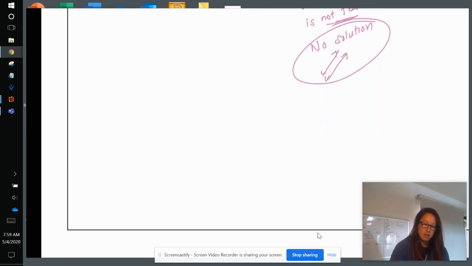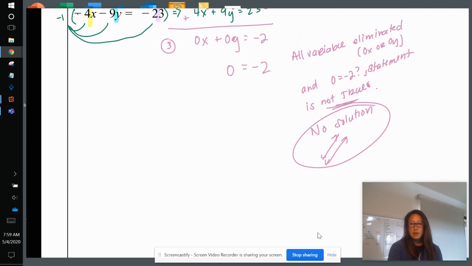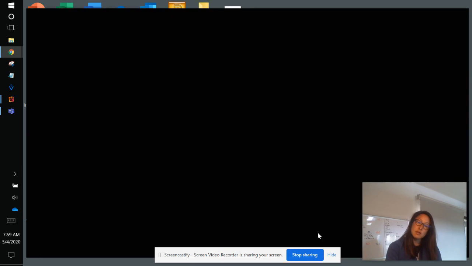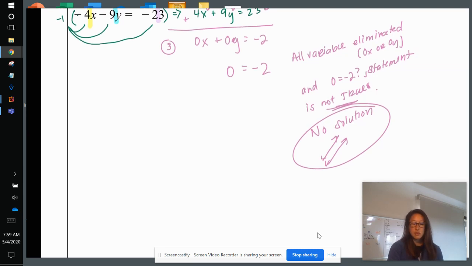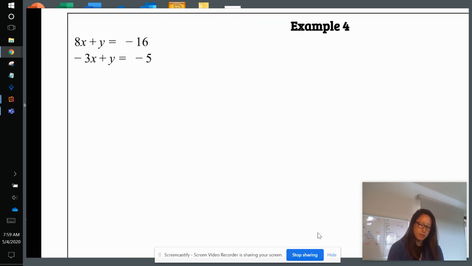All right. Moving on. So very similar to substitution method, if the statement stays true, then we have infinite solutions. If it doesn't stay true, then we have no solution. All right, last example for today. And then next week, we're going to step it up again. It's kind of like we did for substitution method.